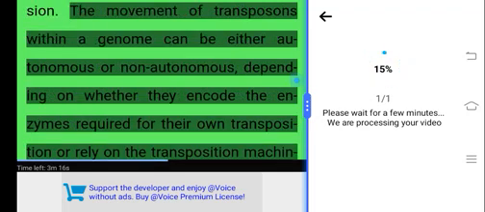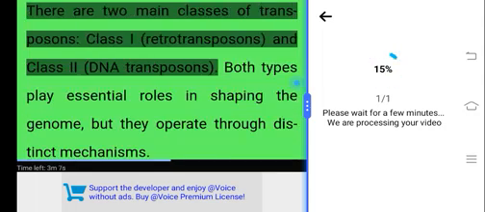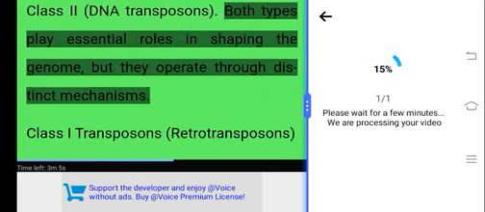The movement of transposons within a genome can be either autonomous or non-autonomous, depending on whether they encode the enzymes required for their own transposition or rely on the transposition machinery encoded by other transposons. There are two main classes of transposons: Class 1 retrotransposons and Class 2 DNA transposons. Both types play essential roles in shaping the genome, but they operate through distinct mechanisms.